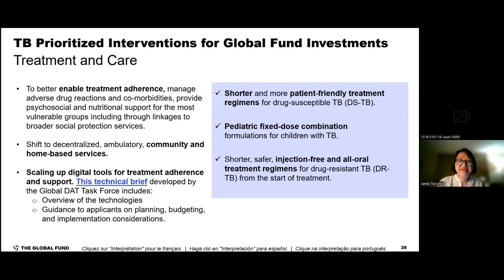And the one in the blue box related to program essentials is to provide shorter and more patient-friendly treatment regimens for drug-susceptible TB. For children, now there are pediatric fixed dose combinations, dispersible tablets. We want those to be available to children instead of adult medicines that are broken down and given to children in a very cumbersome manner. And for drug-resistant TB, really shift to safer, shorter, all-oral regimens. Next, please.